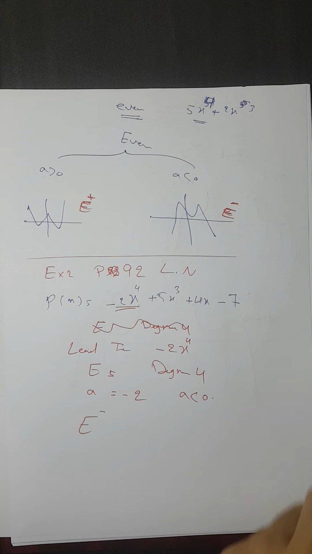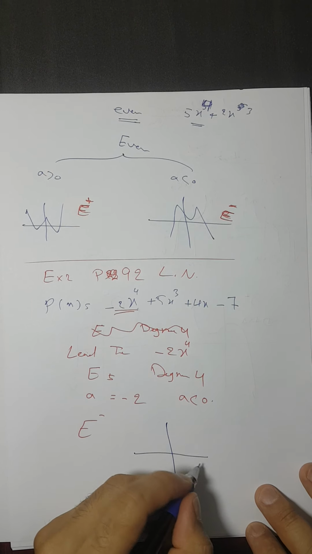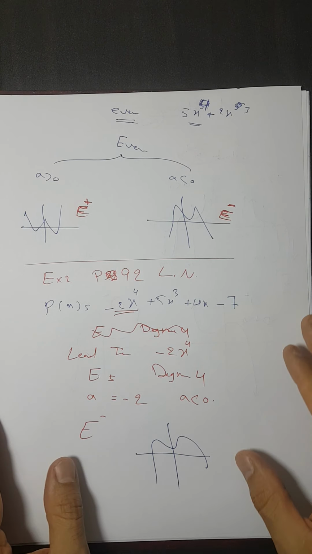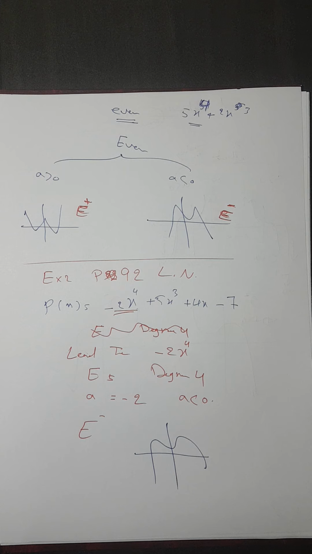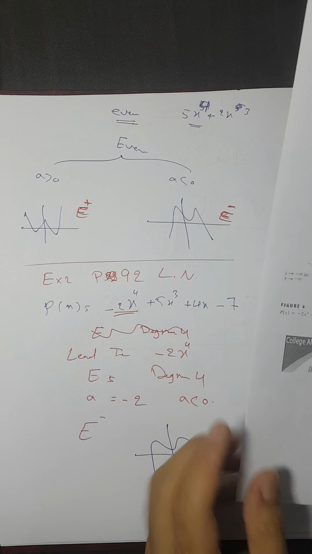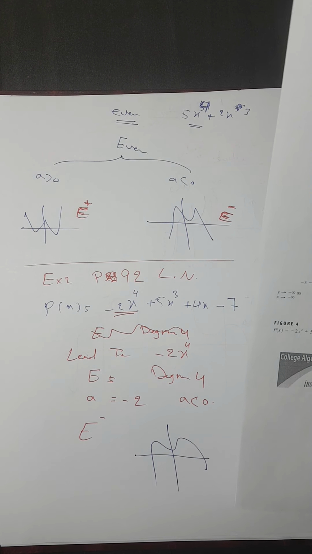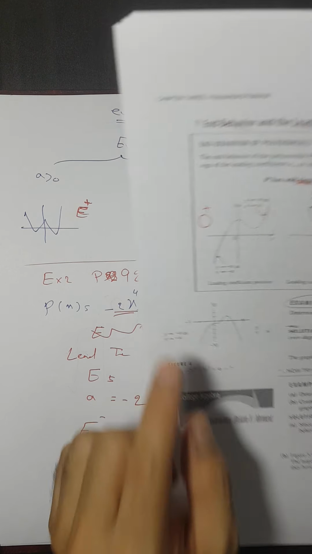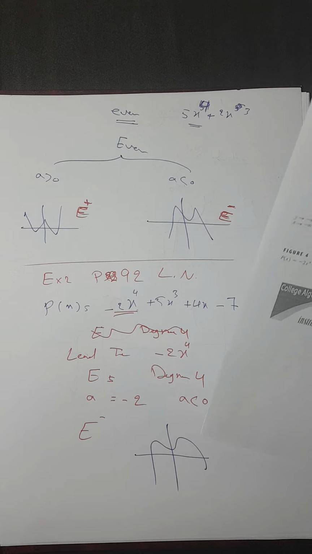We have E negative. So the shape is like what? I know the shape is something like that. It's like M. Why? Because depending on the rules on page 92, we can design the shape is something like that. Okay, that's all, for example, to just know the shape.